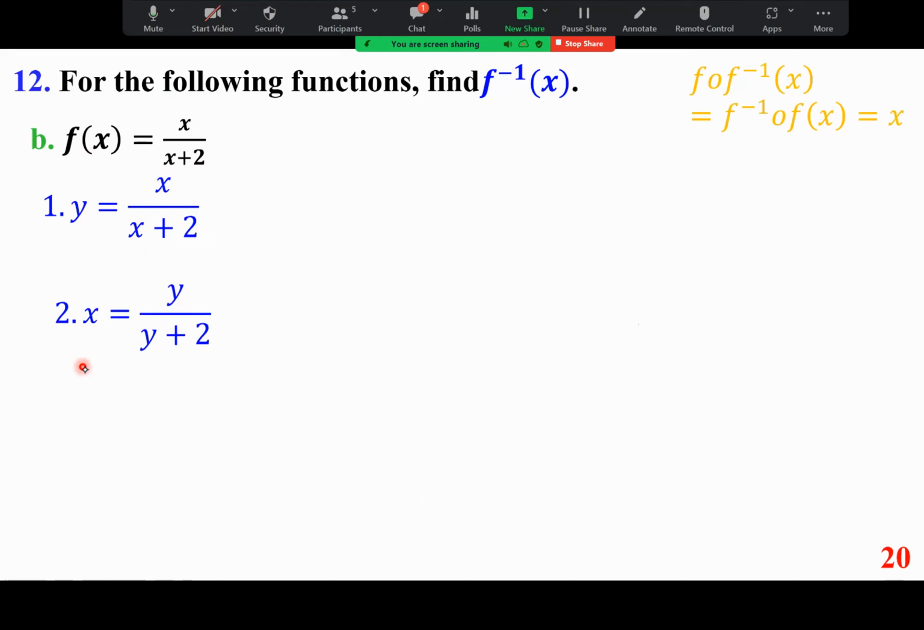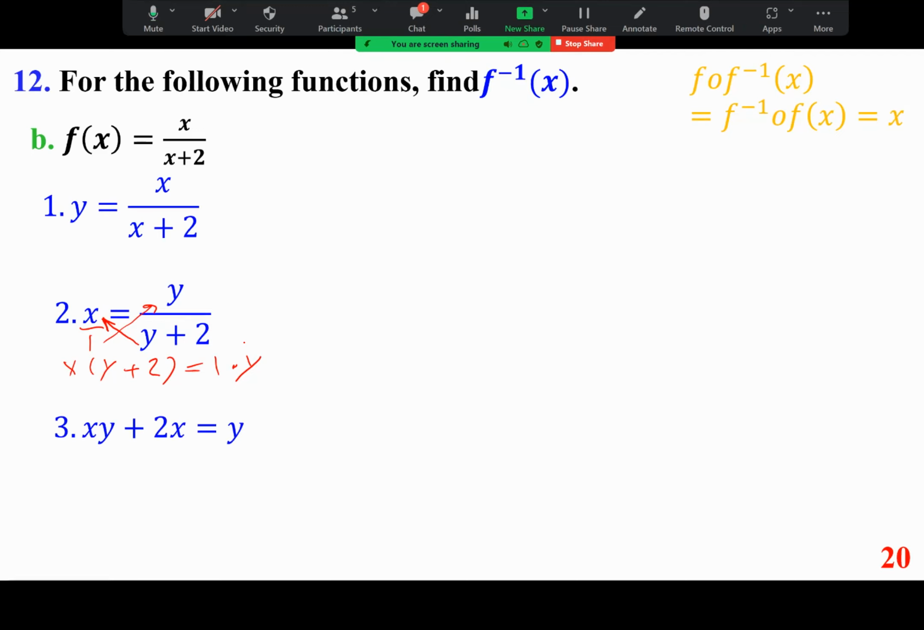However, we solve for y. And to solve for y, we do the cross product. So if you multiply this by this, x times y. Let's just write it here, x times y plus 2 times 1 times y. So the third step, we get xy plus 2x equals y.